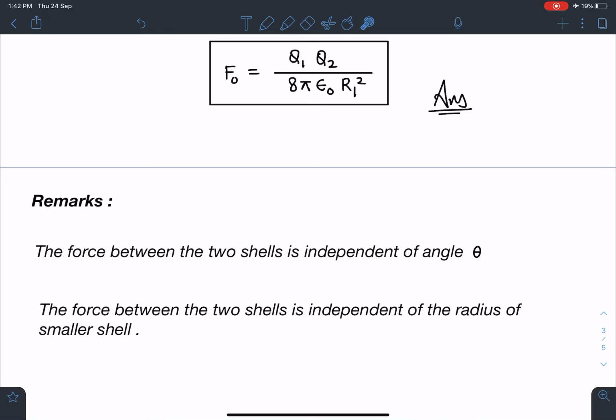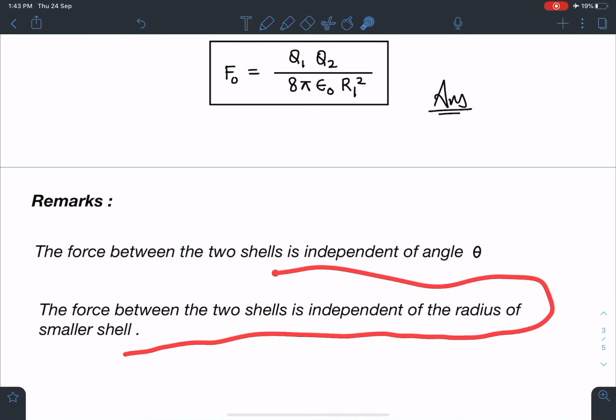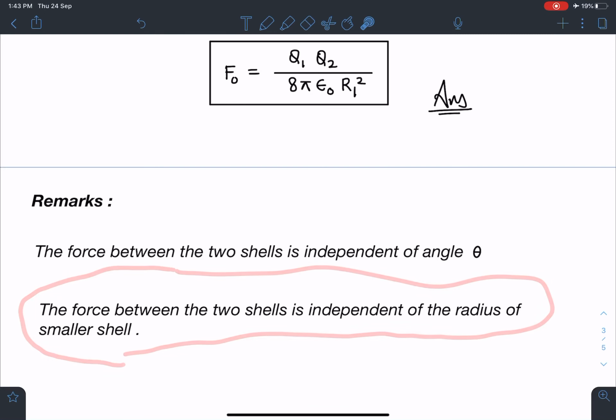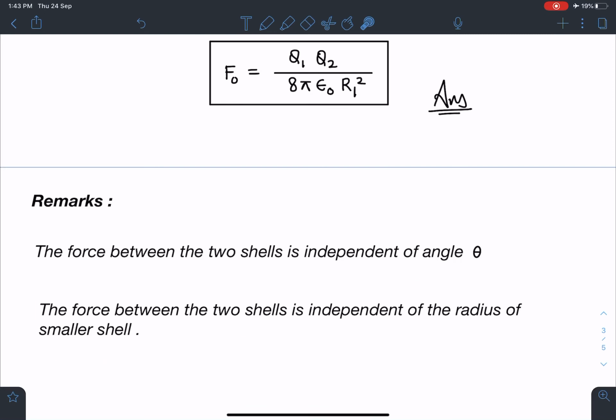And also another very nice observation about this problem is the force between the two shells is independent of the radius of the smaller shell. So whether you take R1 radius, R2 radius, R3 radius, the result is practically independent of that. Whatever radius you take for the smaller one, it doesn't matter as long as it is smaller compared to the bigger one. So this is it.